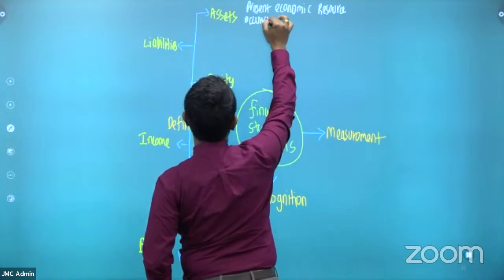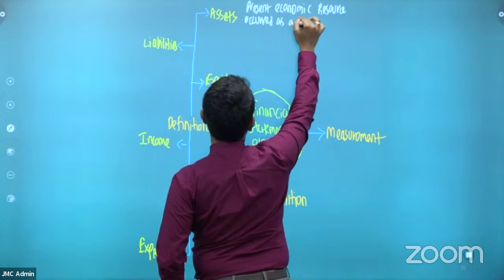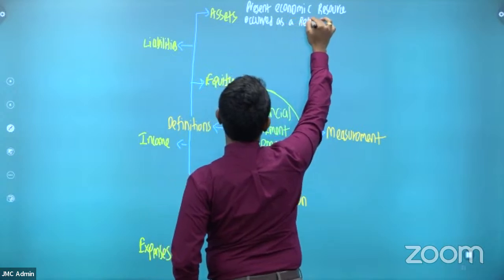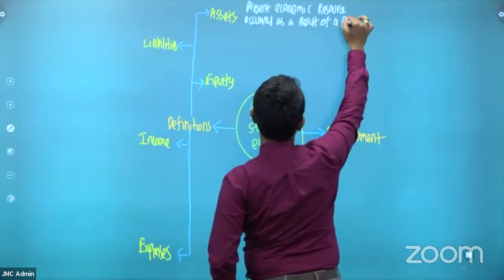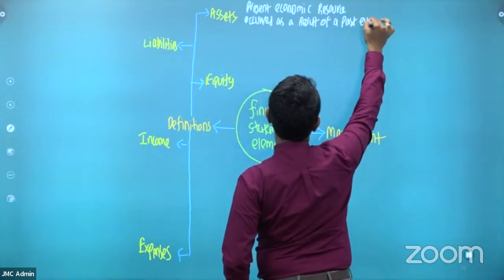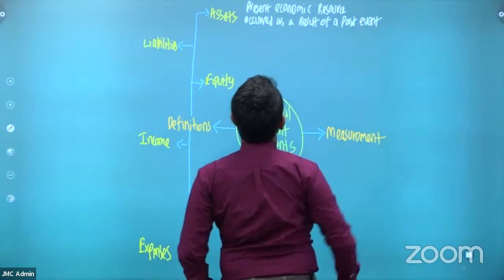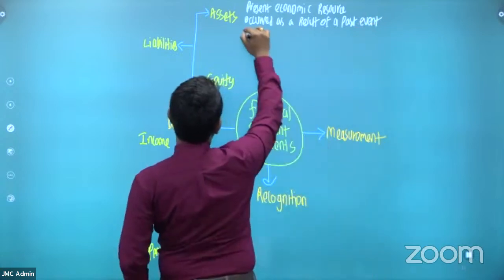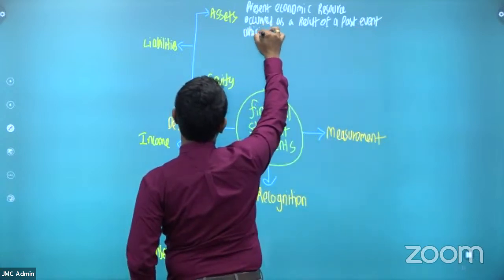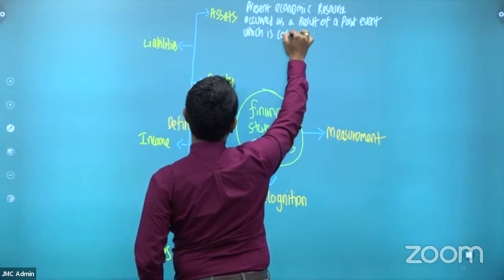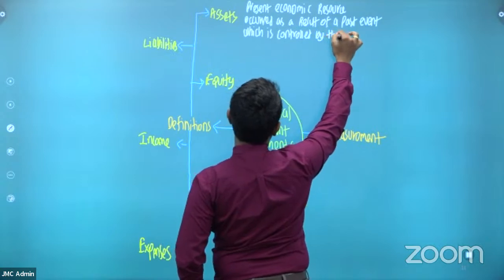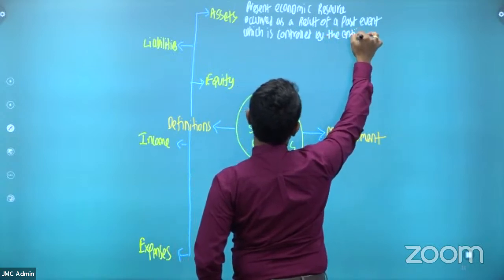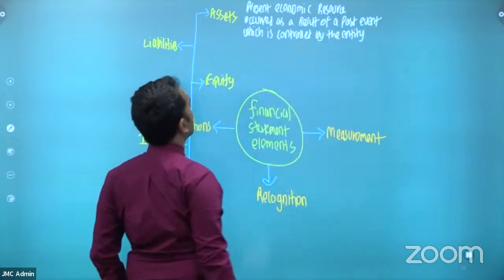controlled by the entity as a result of a past event.